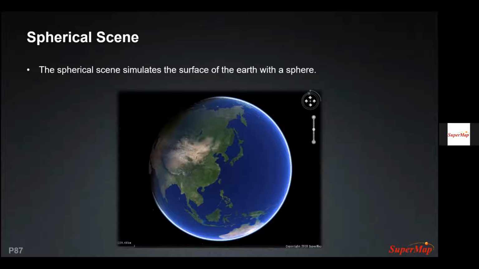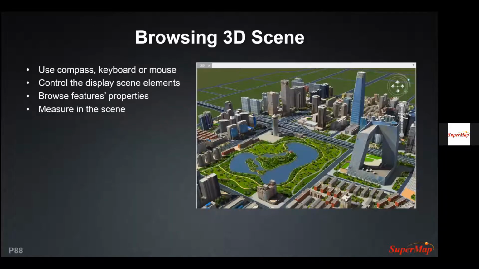Okay, so now we will move to the hands-on with the first exercise, which is browsing the 3D scenes using SuperMap iDesktop. For the first exercise, we will use the compass, keyboard, or mouse to browse the 3D scenes using our computers. And also we can control the display scene elements for each layer. We can also browse feature properties and also measure using measurement tools in the scene.